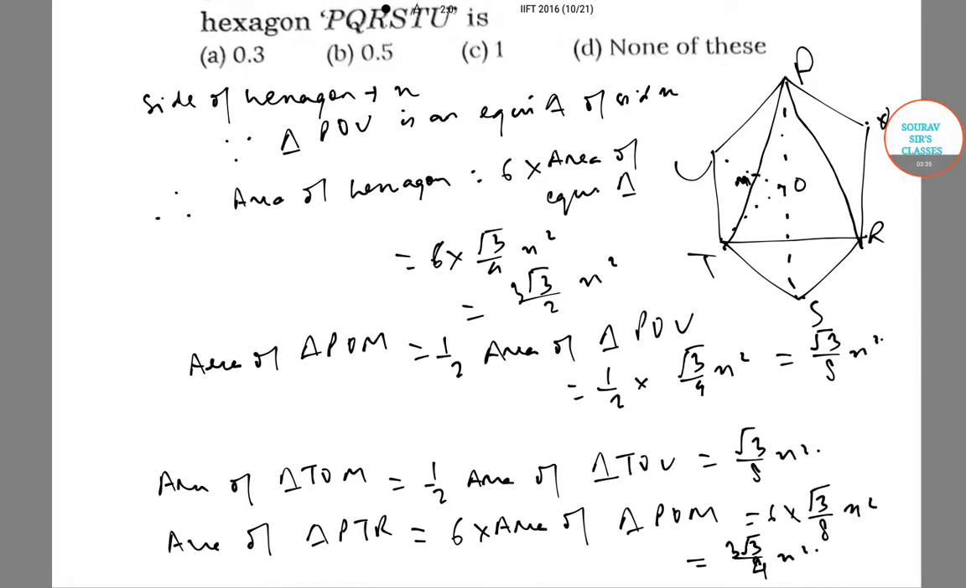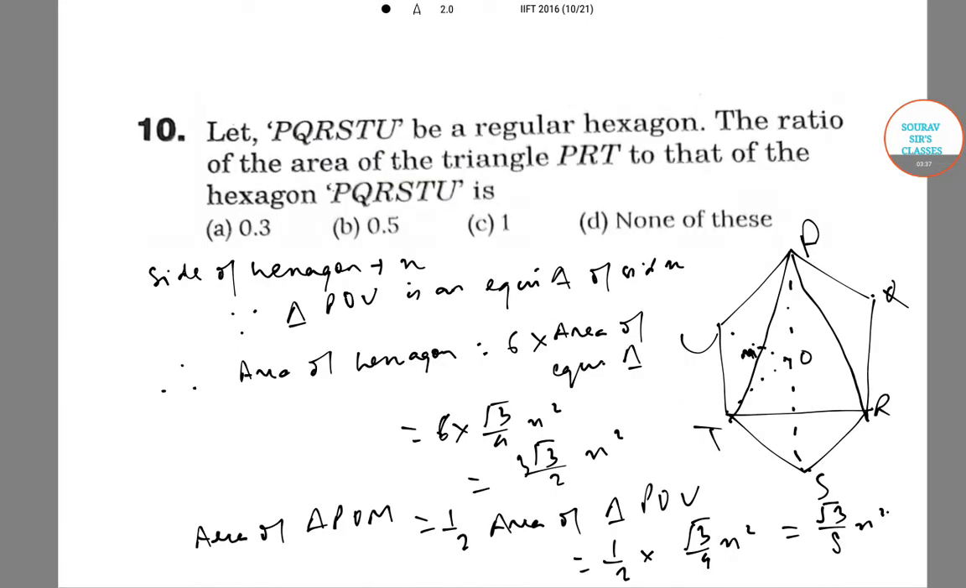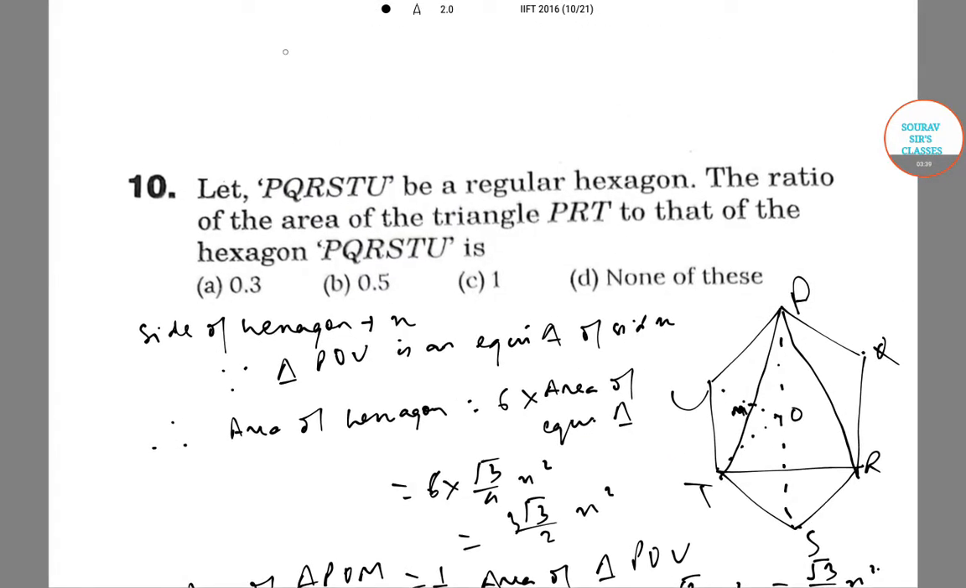Hence, the required ratio is 3 root 3 by 4 x squared by 3 root 3 by 2 x squared, which is 2 by 4, equals half. Option B.